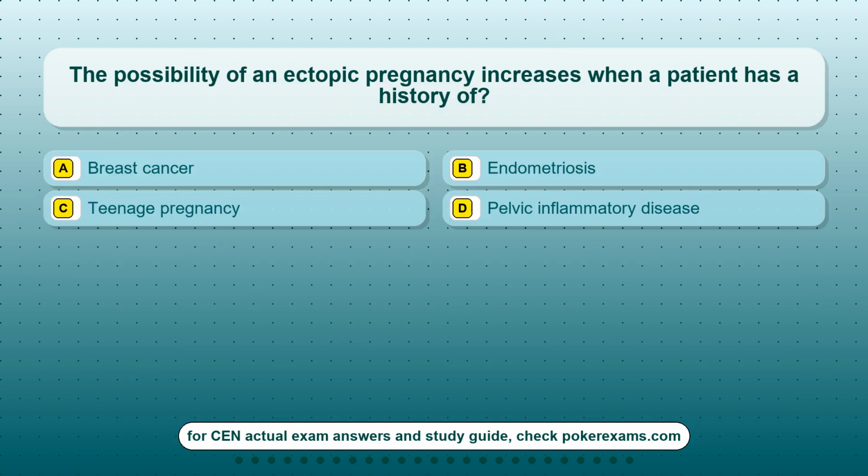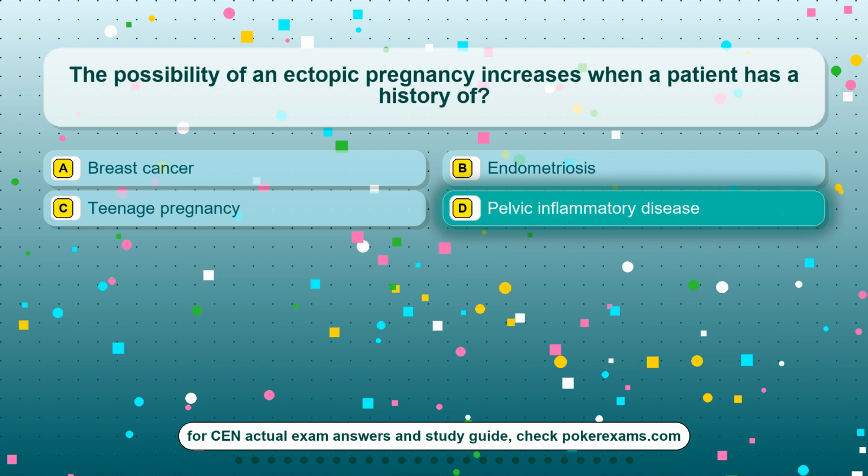Question 13. The possibility of an ectopic pregnancy increases when a patient has a history of Option A, breast cancer. Option B, endometriosis. Option C, teenage pregnancy. Option D, pelvic inflammatory disease.